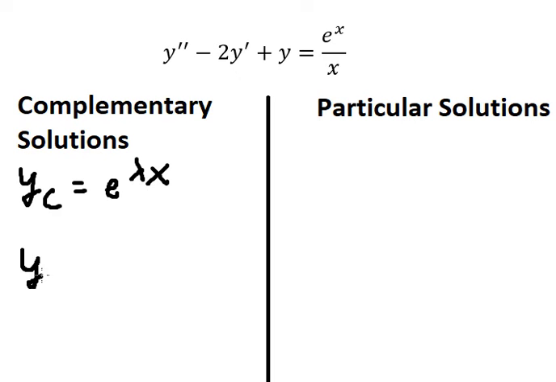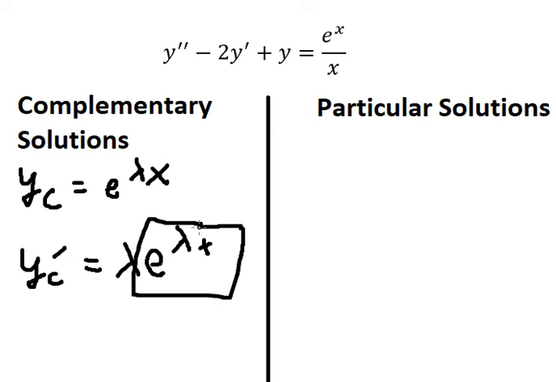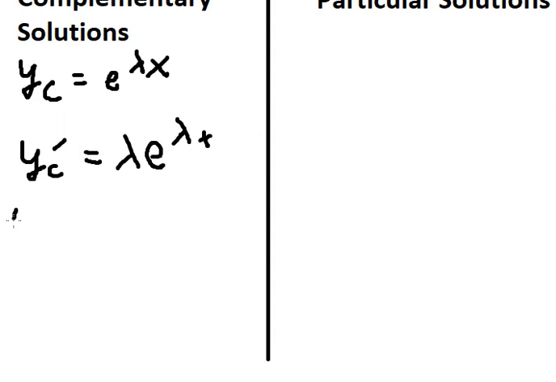Next, if I take the first derivative of this one, we have lambda e to the power of lambda s, because if we take the first derivative of this, we keep the same e to the power of lambda s. Then we need to take the first derivative of lambda s, and you get lambda. Now we go to the second derivative of yc, and we have lambda square e to the power of lambda s.